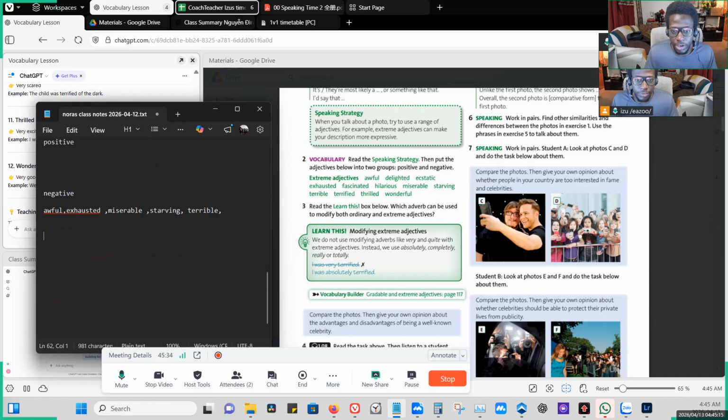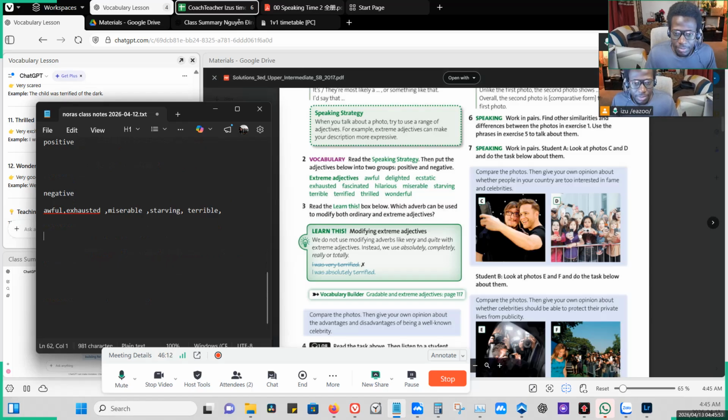We do not use modifying adverbs like very and quite with extreme adjectives. Instead, we use absolutely, completely, really, or totally. For example, I was absolutely terrified. I was completely terrified. And I was really terrified. So these words are what we call extreme adjectives. They basically tell the person listening that the emotion we expressed is higher.